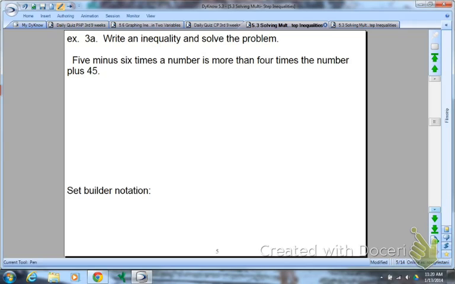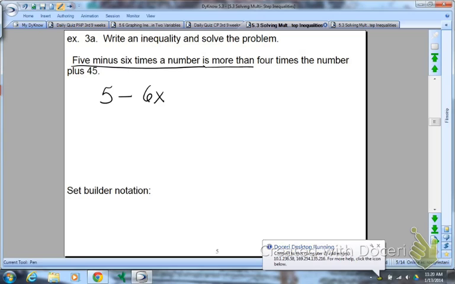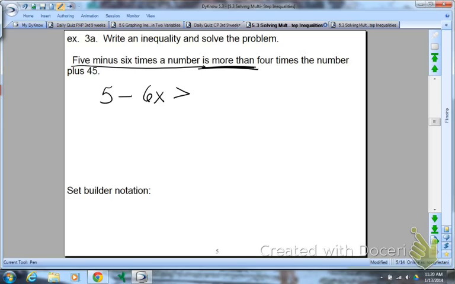Example 3a, write an inequality and solve the problem. 5 minus 6 times a number is more than 4 times the number plus 45. Okay, 5 minus 6 times a number. Right there, that's 5 minus 6 times a number. Is more than. Now what sign is more than? Greater than. Is it a greater than or greater than or equal to? Just greater than. 4 times the number, meaning the same number, so we're going to use the same variable, plus 45.